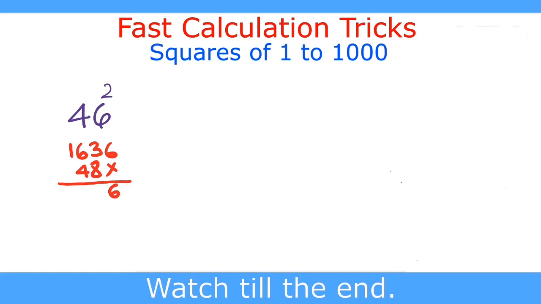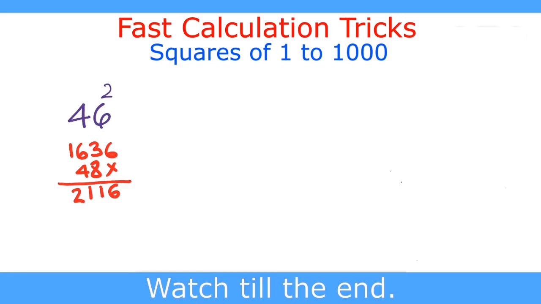Then we will add it. 6 is 6. 8 plus 3 is 11. We write 1 and carry 1. 6 plus 1 is 7 plus 4 is 11. We write 1 and carry 1. 1 plus 1 is 2. This way, the square of 46 is 2116. This trick is also based on the identity (a plus b) whole square, and we will understand it.